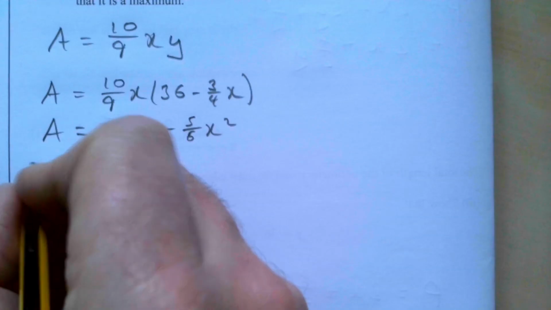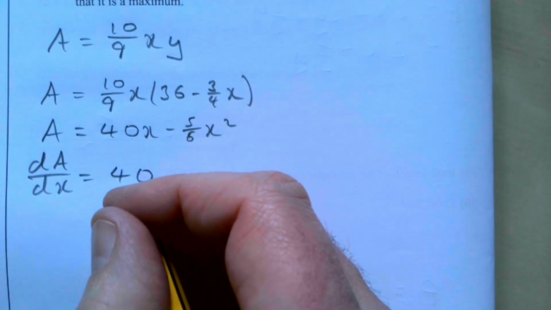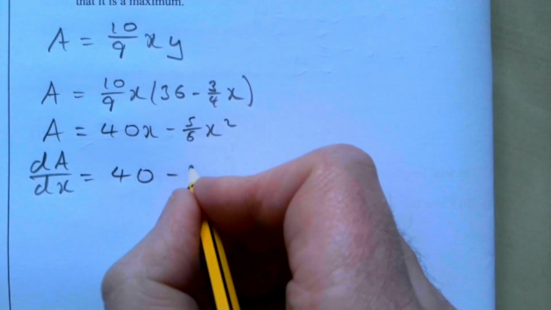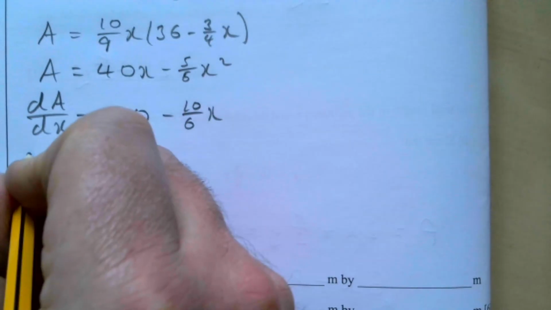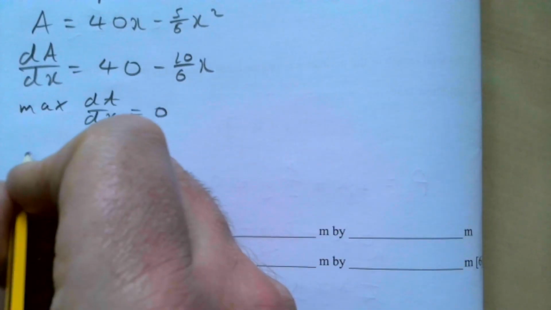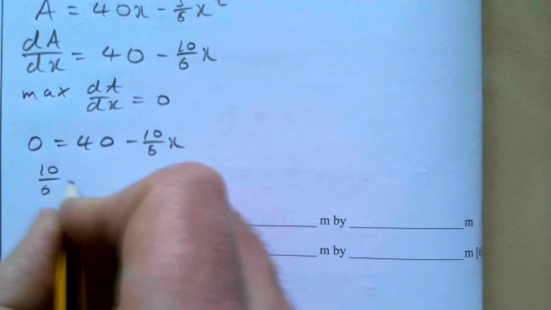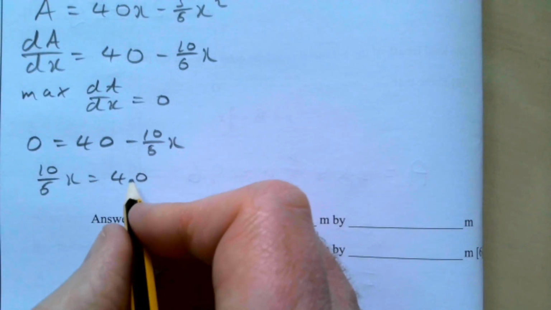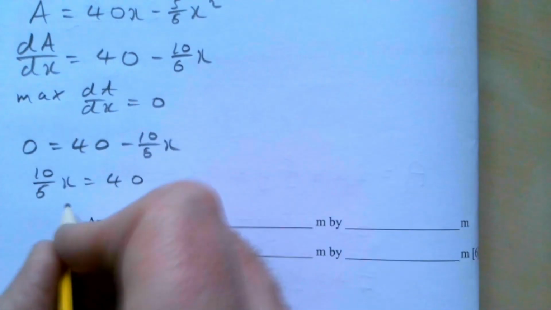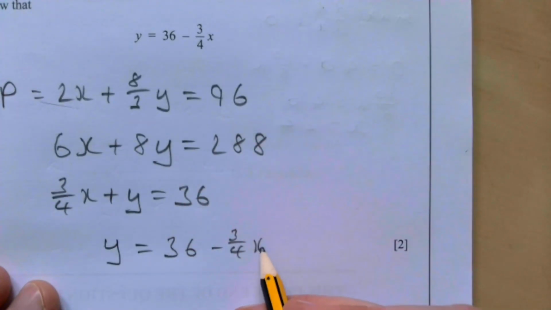If we're trying to maximize this, I want to differentiate. So I get dA by dx equals 40, two times the 10, so 10 over 6 x. For a maximum, dA by dx equals 0. So that means 0 is 40 minus 10 over 6 x. Or 10 over 6 x equals 40, times the 6 by the 40, you get 240 divided by 10. So that means x is 24. If x is 24, then 36 take away 3/4 of 24, so 36 take away 18 gives me 18, so my y then is 18.